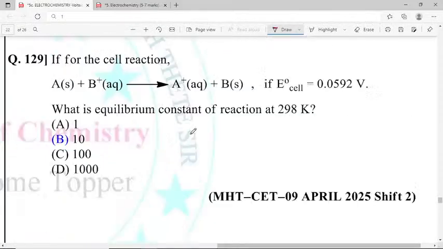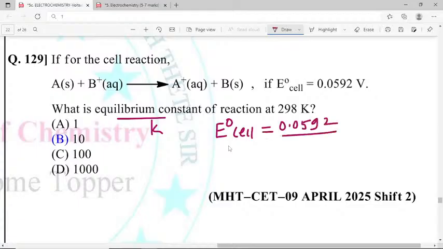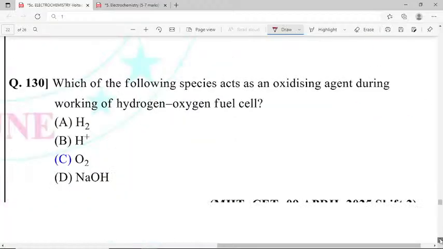Next, if for the cell reaction E naught cell and the equilibrium constant are given, note down the formula. E naught cell is equal to 0.0592 divided by n. What is the n value here? 1. n value is 1, into log to the base 10 of K. K is the equilibrium constant. This is the E naught cell value given. Calculate the log to the base 10 value.